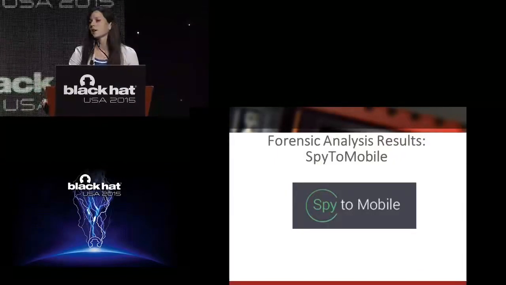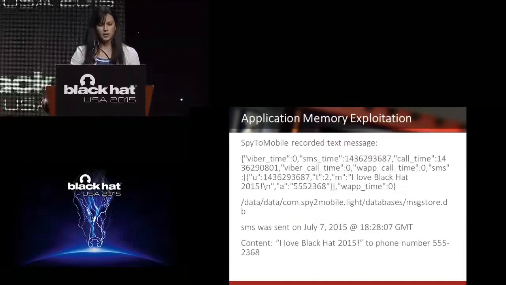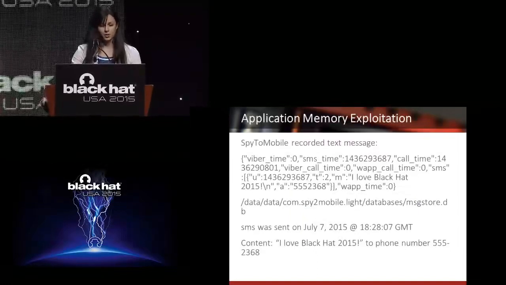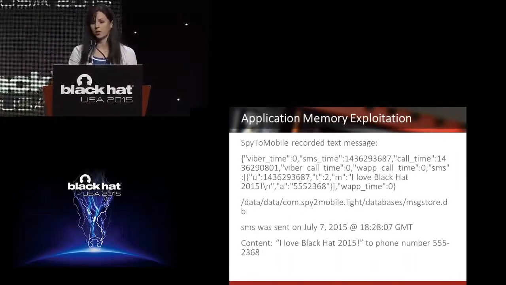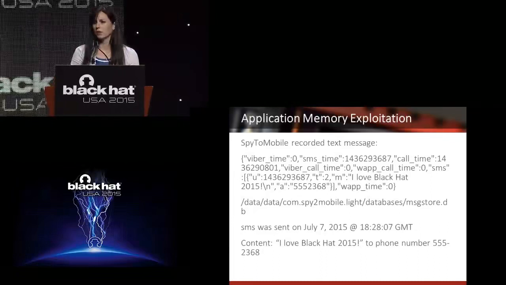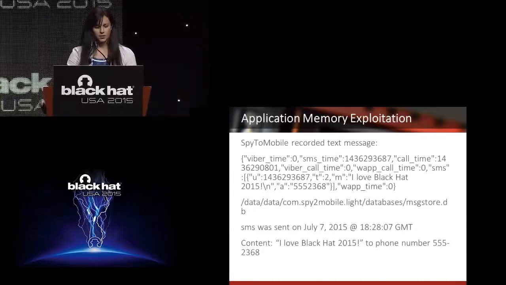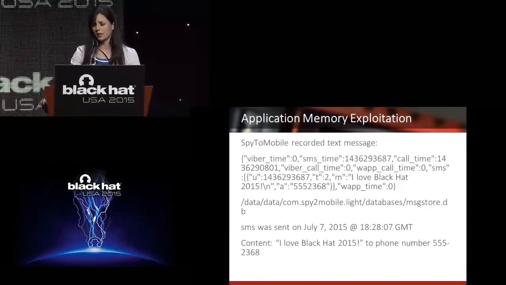So we did the same kind of forensic analysis for Spy2 Mobile that we did for mSpy. We looked at the application memory, and we sent a text message to a phone number, and Spy2 Mobile was able to capture the text message, the call, or the SMS time. And you can see the SMS was sent on July 7th, 2015 at 18:28:07 GMT.